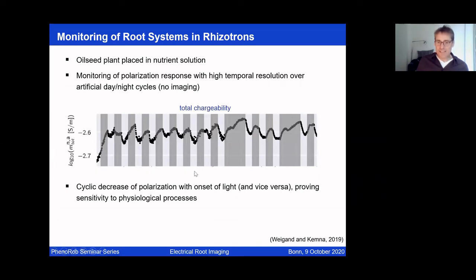I'm sorry that you cannot see the axis. This is actually time, and the light gray and dark gray bars each indicate 12 hours. So this is basically artificial day and artificial night, in cycles, with some growing lamp in our lab. And you see the cyclic behavior also of the response, which is indicative of the effect of physiological processes in the polarization properties of the root.